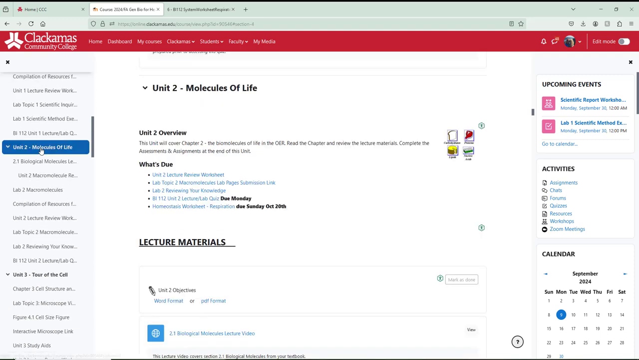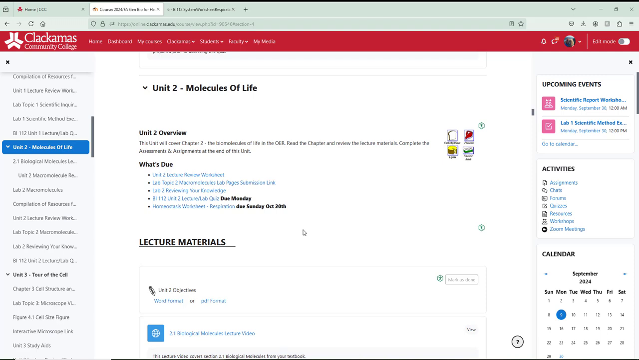Okay, so this week we're going to get into the molecules of life. So this continues on with chapter 2 from your OpenStax textbook. In the OpenStax textbook, we're going to take a look at the macromolecules of life. There's 4 of them: the carbs, the lipids, the proteins, and the nucleic acids, and we learn about how they make up your body.